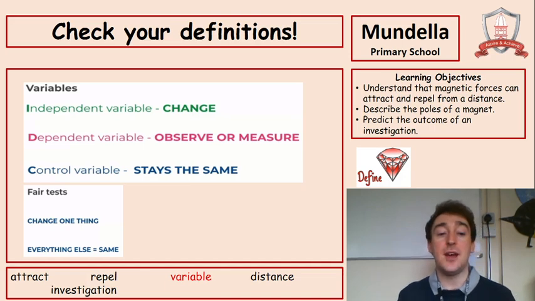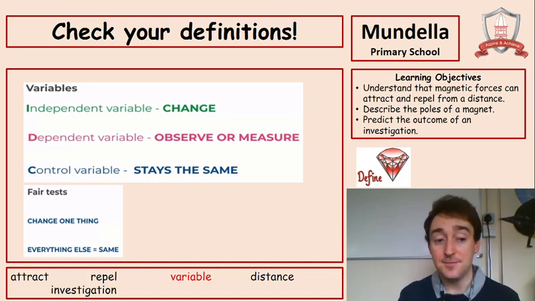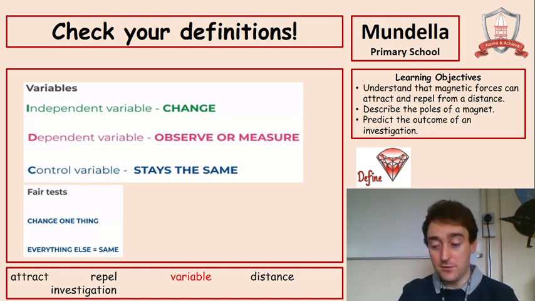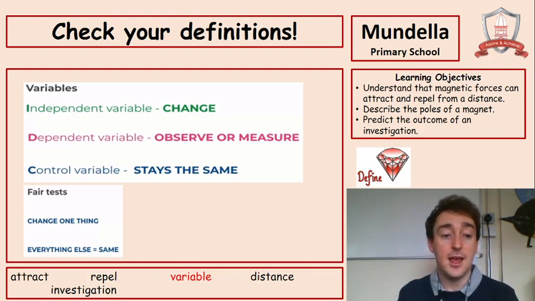Okay, so an independent variable, that's the thing that you change. The dependent variable is the thing that you observe or measure, and the control variable always stays the same. So for this experiment, our control variable will be the magnet. We'll keep that the same for every material. The thing we're going to change, our independent variable, will be the material, because we've got 10 different materials we can use. And the dependent variable is the thing we observe or measure. So the dependent variable is whether it attracts or repels. Whether it attracts or it doesn't attract, if it's magnetic or if it's not magnetic.